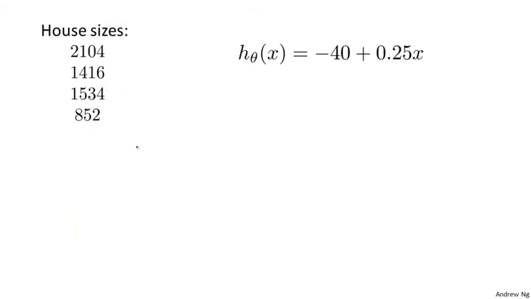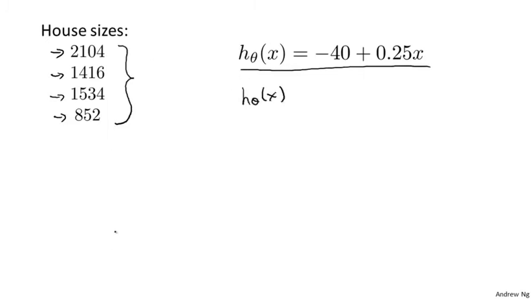Finally, let me show you a neat trick. Let's say we have a set of 4 houses with 4 sizes like these, and let's say I have a hypothesis for predicting the price of a house. And let's say I want to compute h of x for each of my 4 houses here. It turns out there's a neat way of applying this hypothesis to all of my houses at the same time. It turns out there's a neat way to pose this as a matrix vector multiplication. So here's how I'm going to do it.